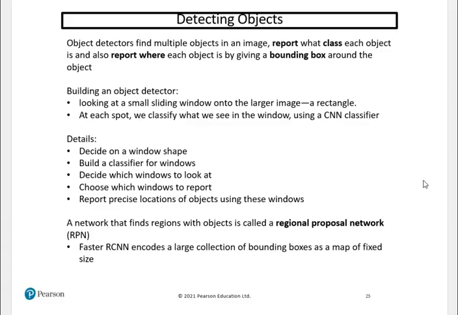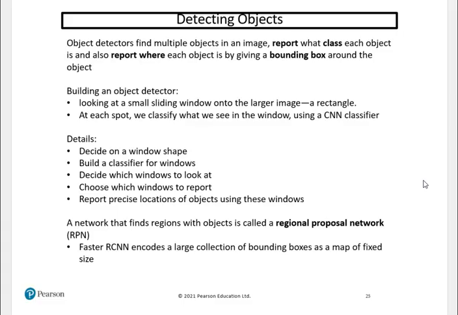So building an object detector then involves looking at a small sliding window onto the larger image. We have this window that's going to sweep over the image, and at each spot, the window is going to try to classify what it's seeing within that specific spot using the CNN classifier.